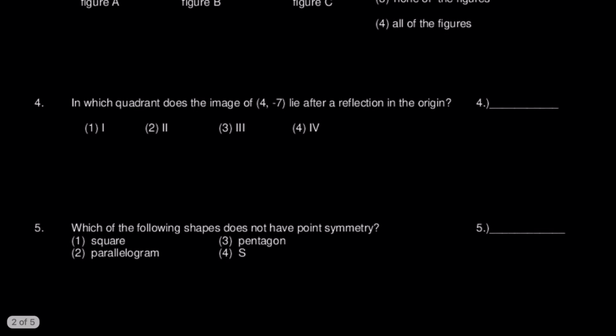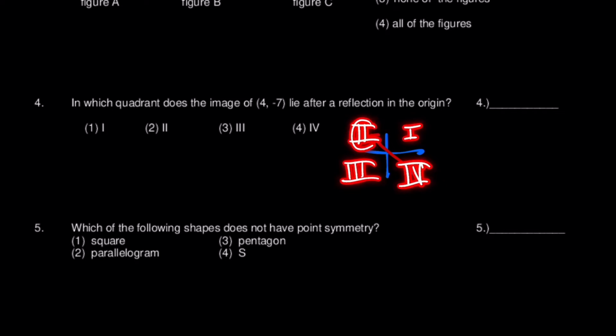Question 4, in which quadrant does the image of 4, negative 7 lie after reflection in the origin? So this one, what we're going to do is make a quick sketch. First of all, 4, negative 7 would be down here. And then if we reflect through the origin, that point travels through the origin, ends up there. Well, remember your quadrants. This is 1, that's 2, that's 3, and that's 4. So clearly we end up in quadrant 2.